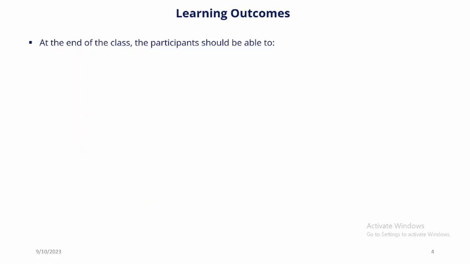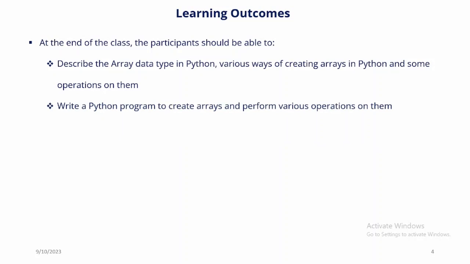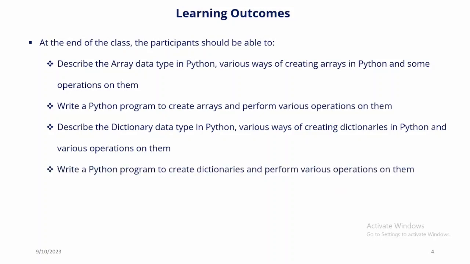So at the end of the class, participants should be able to describe the array data type in Python, describe various ways of creating arrays in Python, and describe some operations on them. Write a Python program to create arrays and perform various operations on them. Describe the dictionary data type in Python and various ways of creating dictionaries and various operations on them. Write a Python program to create dictionaries and perform various operations on them.